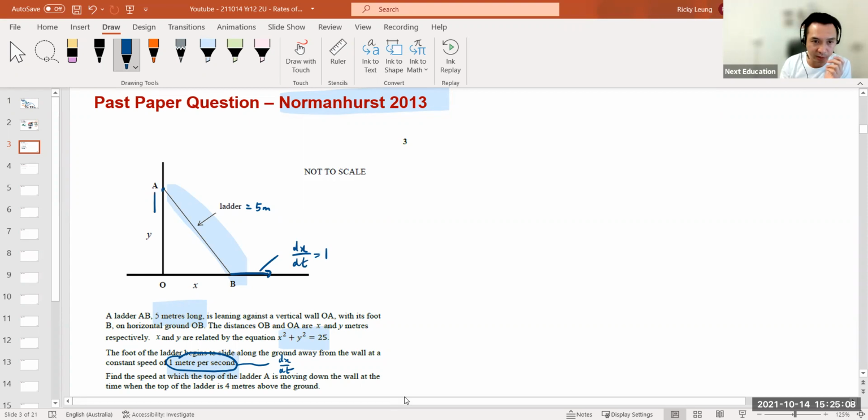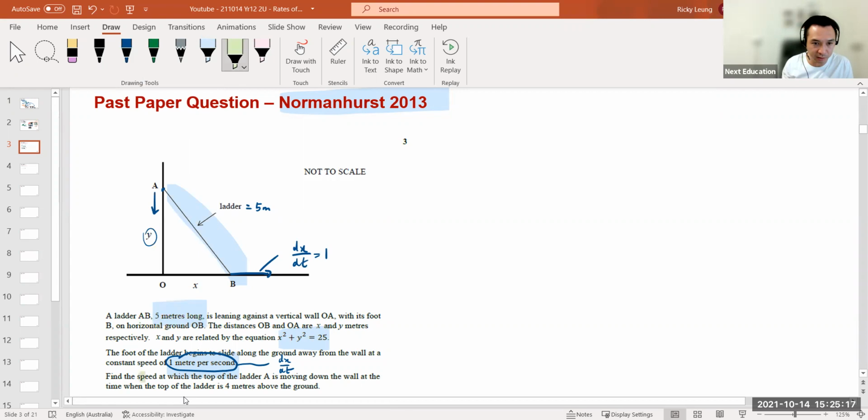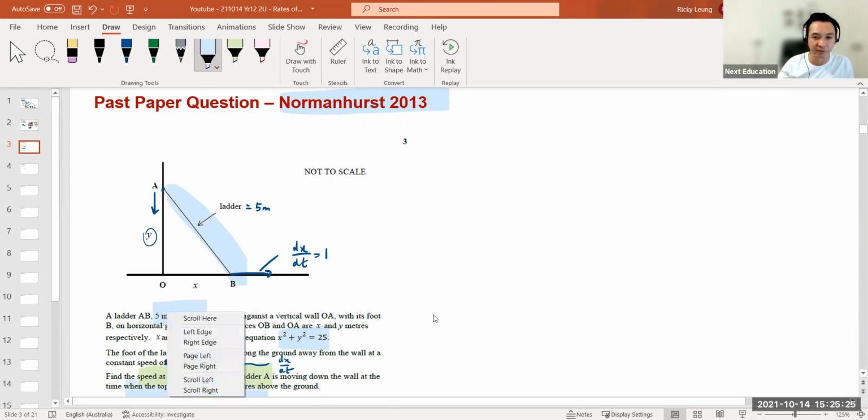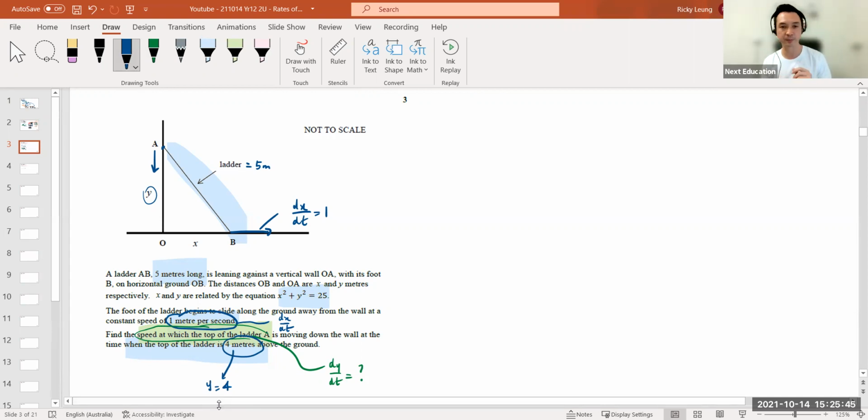Find the speed at which the top of the ladder is moving down. So basically you want this one coming down, you want the change in y. So let's just highlight that in green. I always like to highlight my question in a different color. And it tells you when the top of the ladder is 4 meters above the ground. Perfect. So they ask you to find speed at top of the ladder. So that is find dy dt, question mark, when the top of the ladder is 4 meters from the ground, when y equals 4. Guys, so I got dx dt equals 1. I got all this.